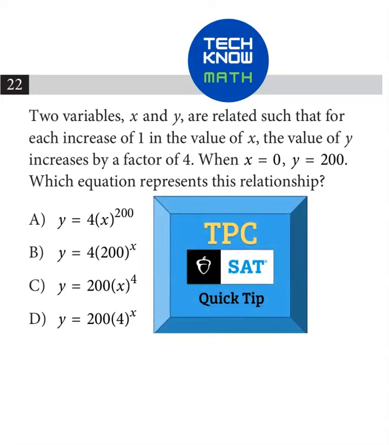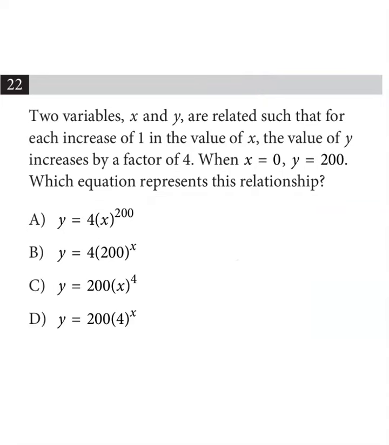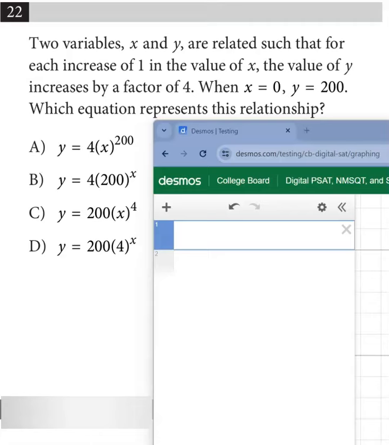This is TPC SAT Quick Tip number 10. We're in practice set 3, Module 2, Item 22. We're told that when x equals 0, y is 200. So let's start with the first answer choice.